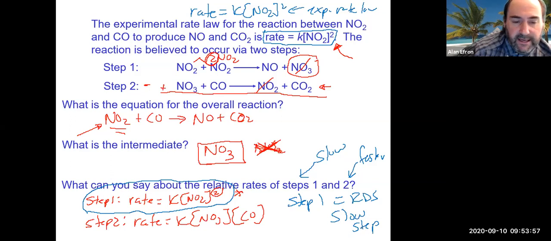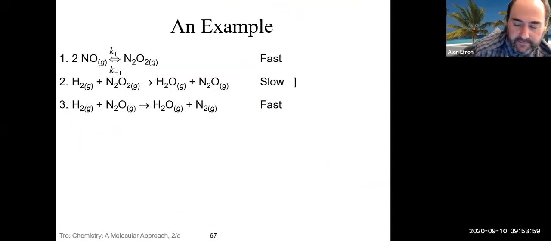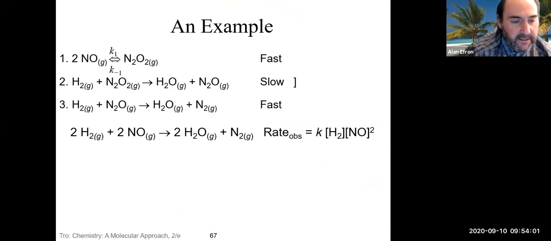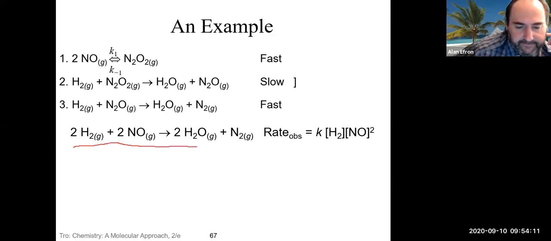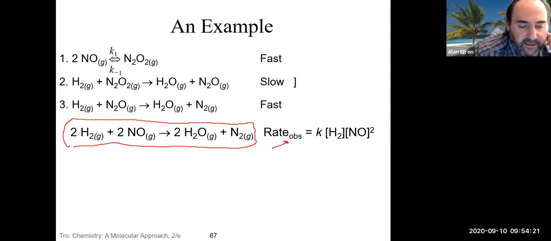Okay, so let's take a look at another mechanism problem here. In this mechanism problem, we have an overall reaction, which is on the bottom here. So this is the overall reaction that we're looking at, and this is the experimentally found rate law. Essentially what we're trying to figure out here is whether this is a good or a bad mechanism.